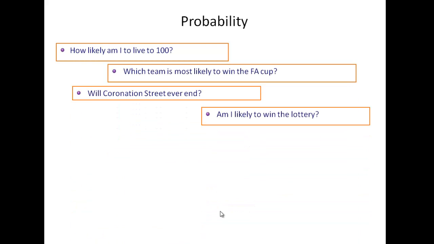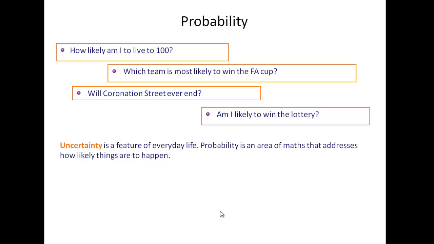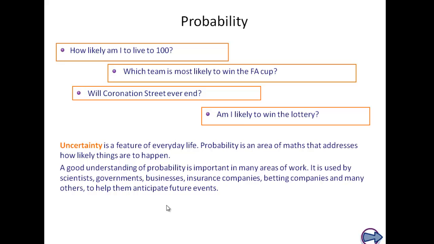In basic terms then, probability addresses how likely things are to happen. It's obviously useful to know this, and there's a number of fields it's useful in, and some quite stringent scientific methods do involve probability theory.